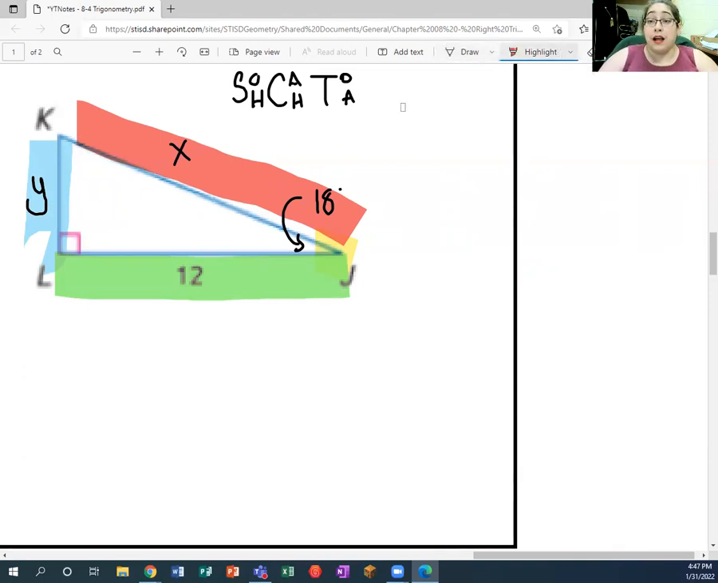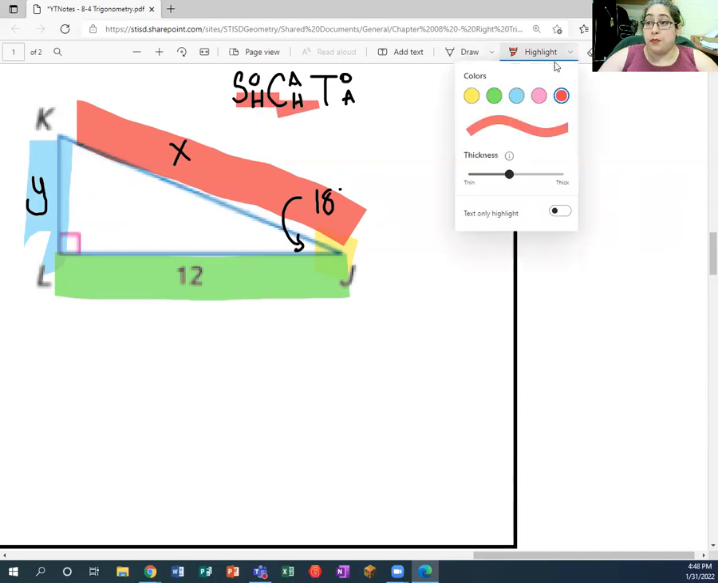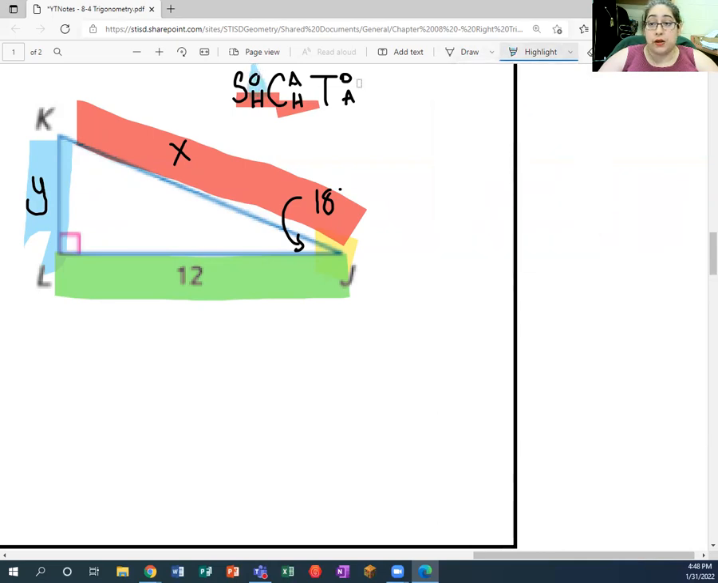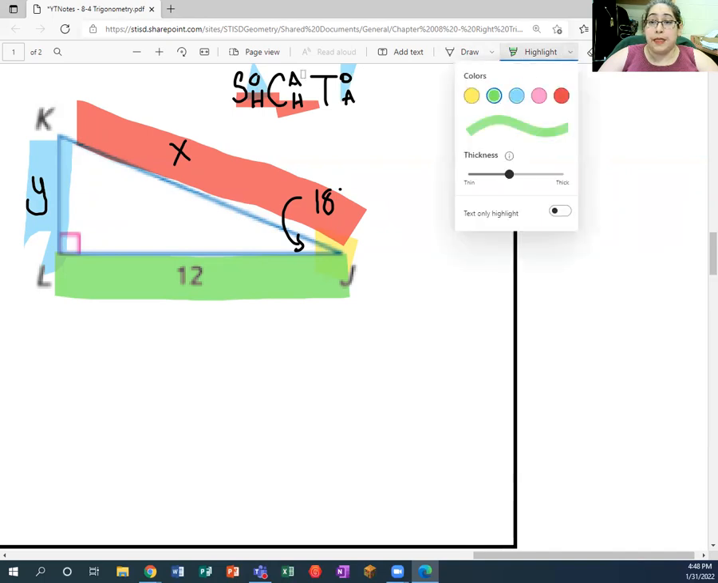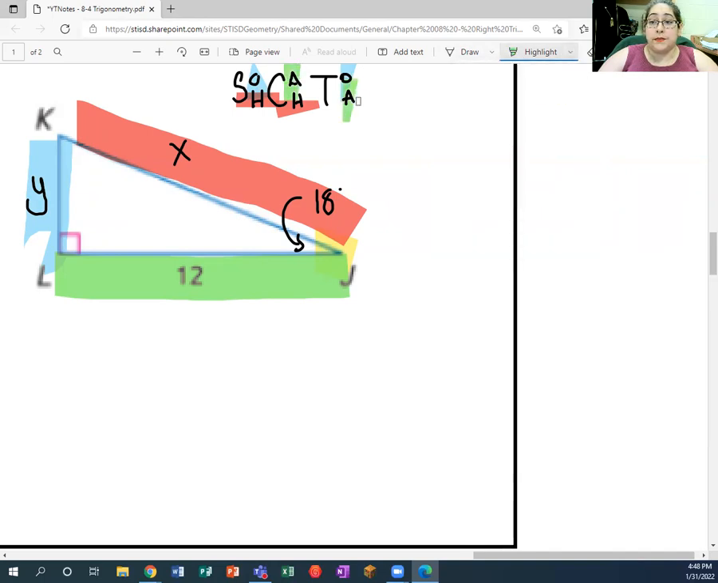And I'm going to go ahead and color code all the different pieces here so that it's easy for you to see. So there's my hypotenuses. I don't think that's the right way to plural that. There's my opposites, and here are my adjacents.